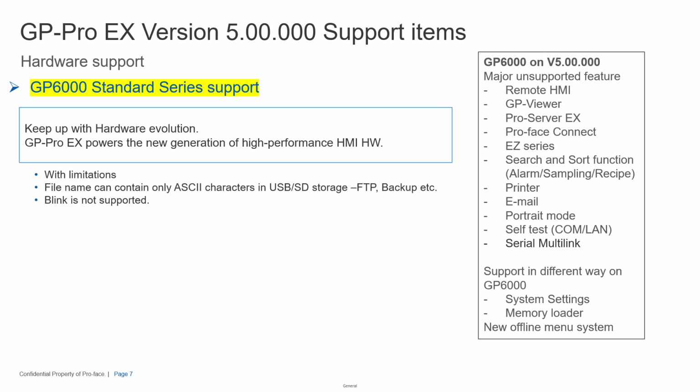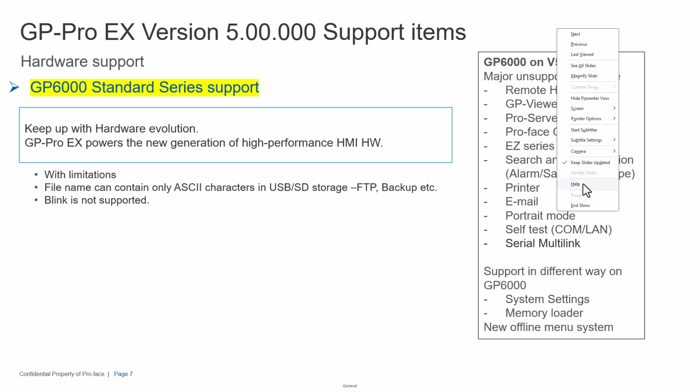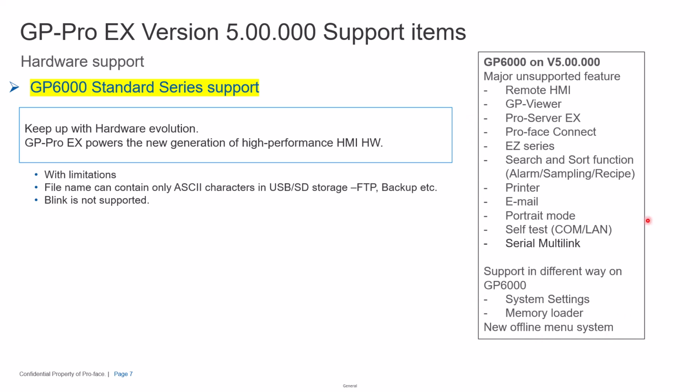Okay, here is one we're definitely going to talk about: new hardware support. One of the main things of GP Pro EX version 5 is the support for the new GP6000 standard series HMI. It has some limitations, which you can see in this slide. And over here on the right-hand side, you can see some major unsupported features that we will help to take care of as soon as possible.